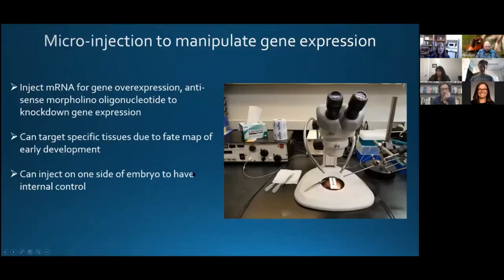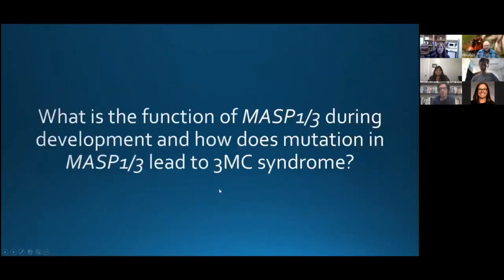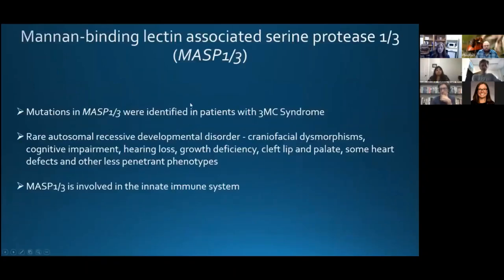Okay, so now I'm going to tell you a quick little story that we are currently working on in the lab. And that's related to a gene called MASP1-3. So we've been asking the question, what is the function of MASP1-3 during development, and how does mutation in MASP1-3 lead to 3MC syndrome? So MASP1-3, what is it? It is a serine protease, so this is an enzyme.